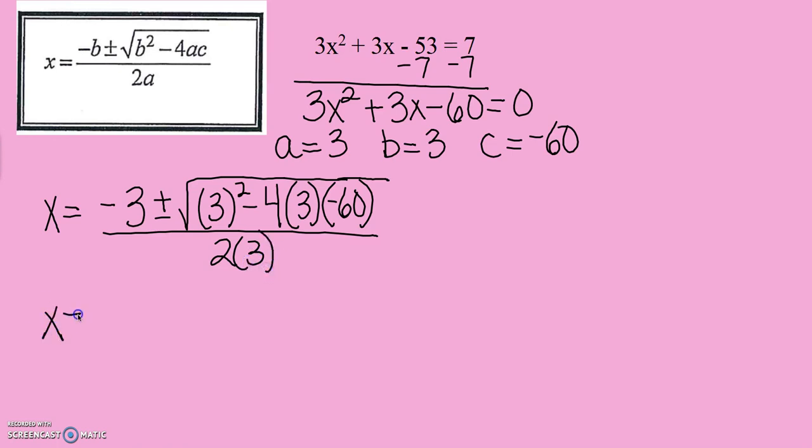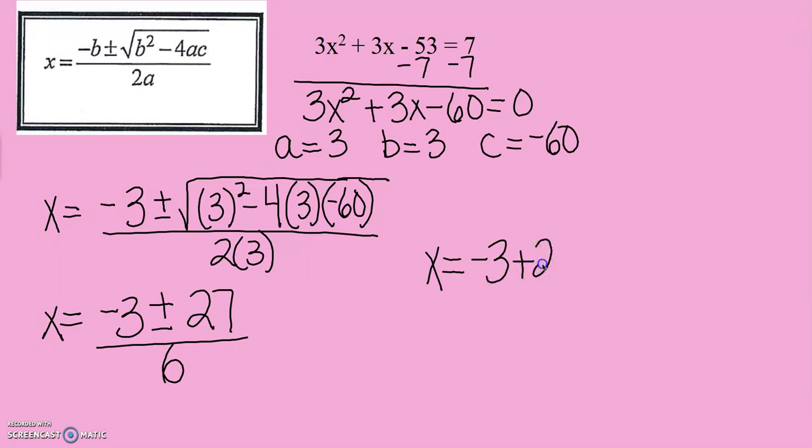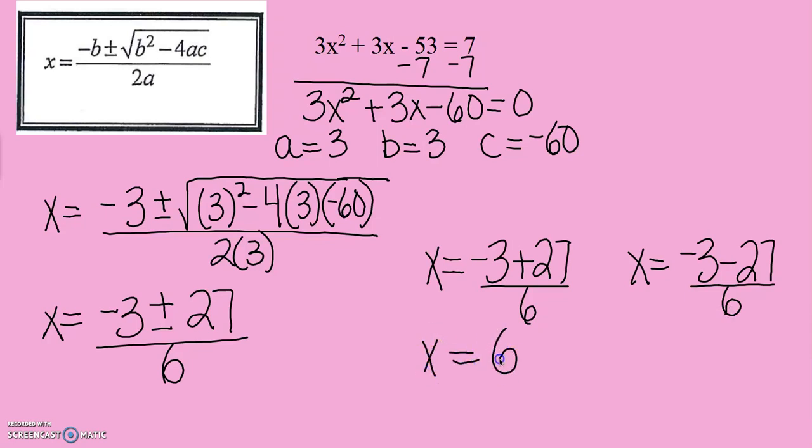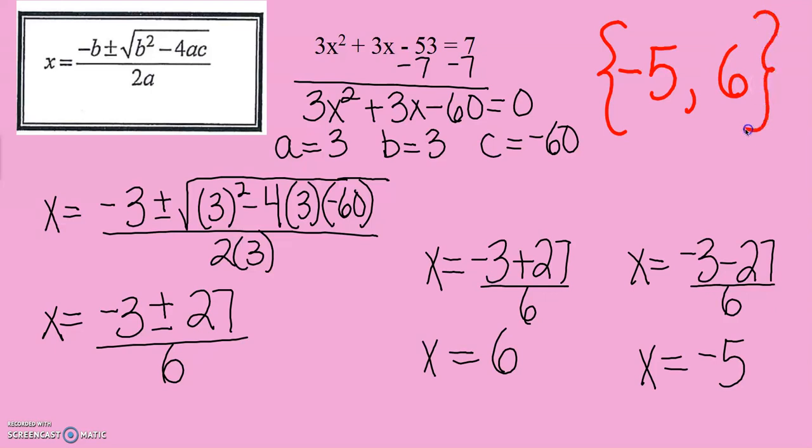So that's x equals -3 plus or minus 27 divided by 6. So my first solution, x equals -3 plus 27 divided by 6. X equals -3 minus 27 divided by 6. X equals 6. X equals -5. Write your solution as a set with the smallest value first. -5 and 6 are your two solutions.